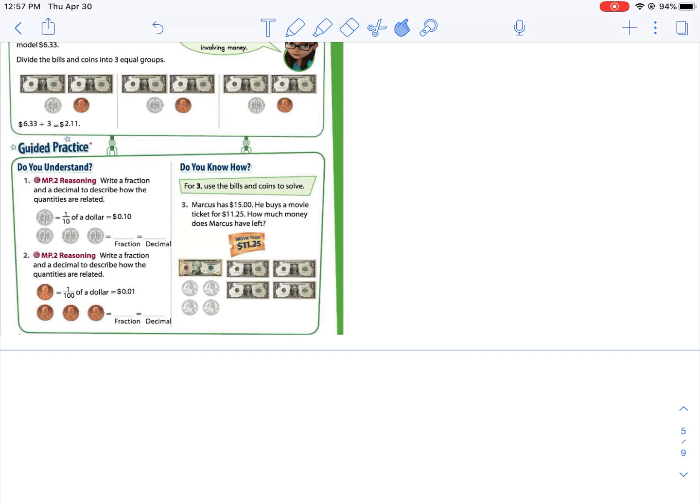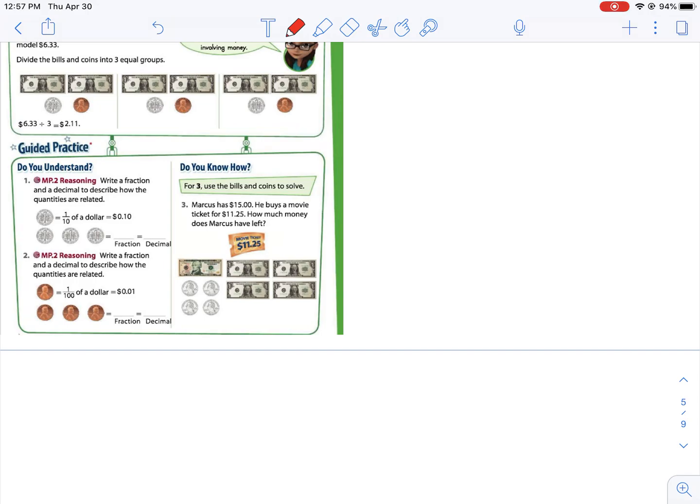So 1/10, 1 dime of $1 is 10 cents. And then remember we talked about that the hundredths are like the pennies. 1/100 equals 1 cent. All right, so right here it says Marcus has $15. He buys a movie ticket for $11.25. How much money does Marcus have left?